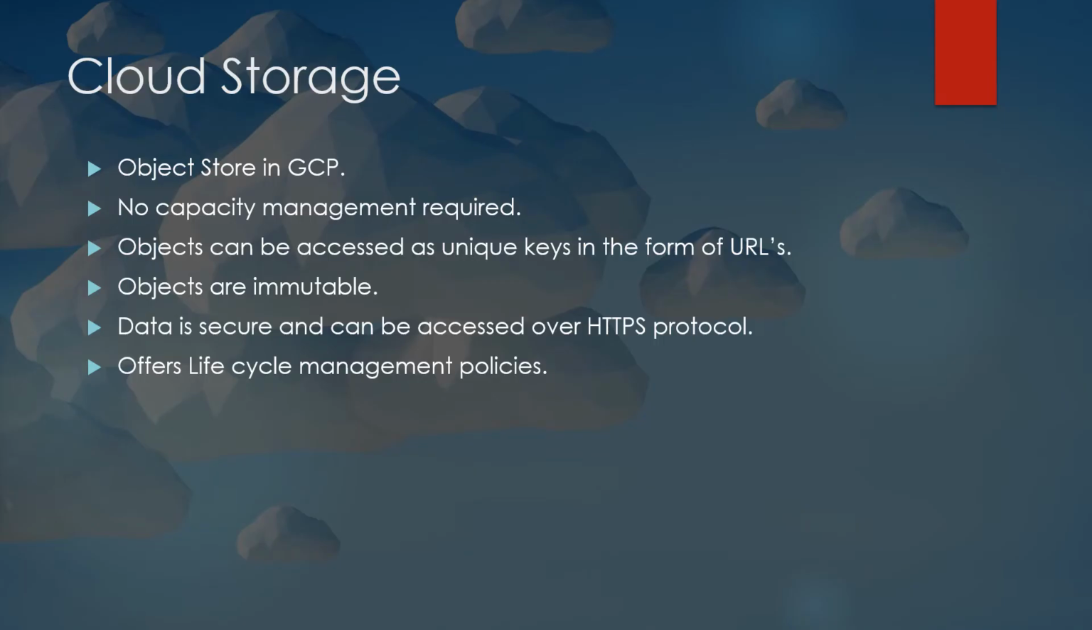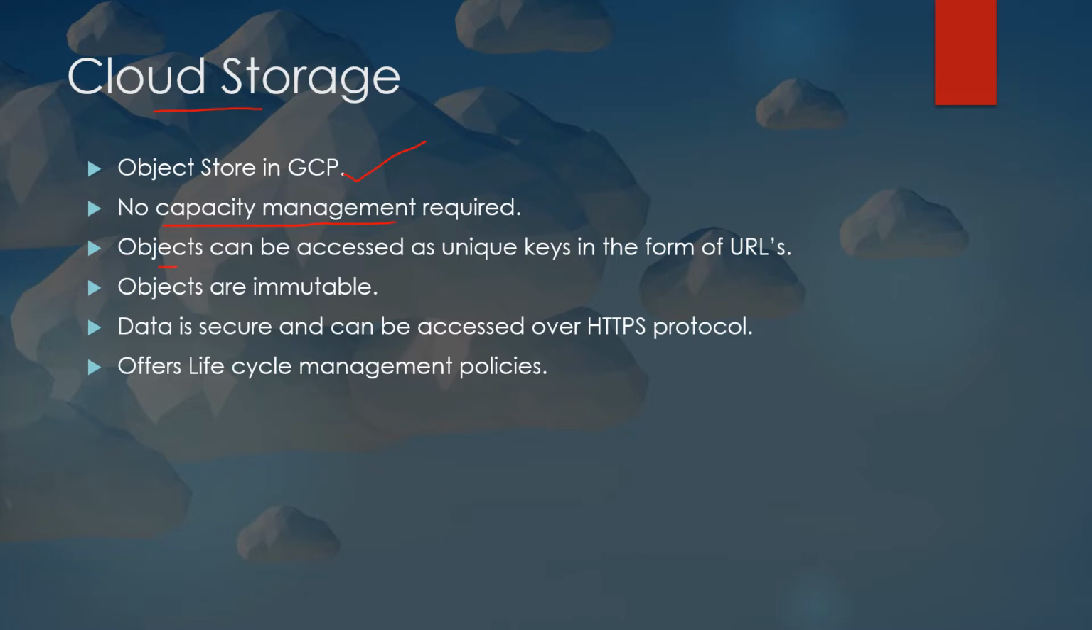The most commonly used storage platform in GCP is Cloud Storage. This is an object store that is offered in GCP. There is no capacity that needs to be managed when you are using the Cloud Storage platform. The objects are nothing but the files, or any of the data, that you are storing on Cloud Storage.